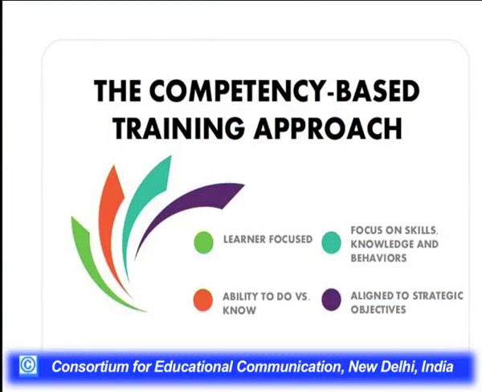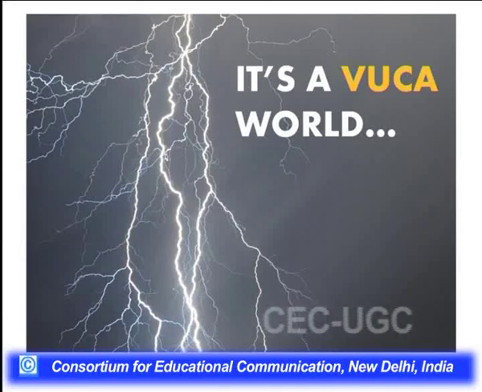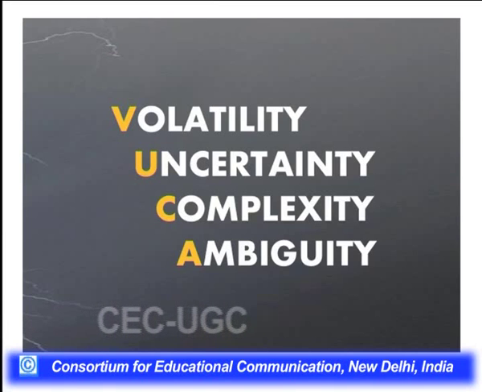Then you have to understand the ability to do versus to know, and finally you have to align to the strategic objectives. Since we are living in a VUCA world, the name sounds very funny, but yes, let us understand what VUCA means. V stands for volatility, U stands for uncertainty, C stands for complexity, and A stands for ambiguity. So let us now focus on the backdrop and the significance of why we are undertaking a competency program.